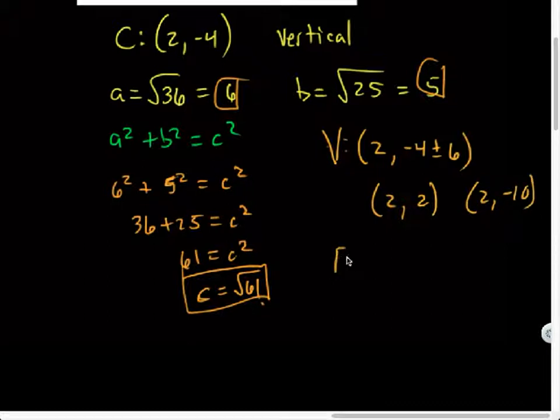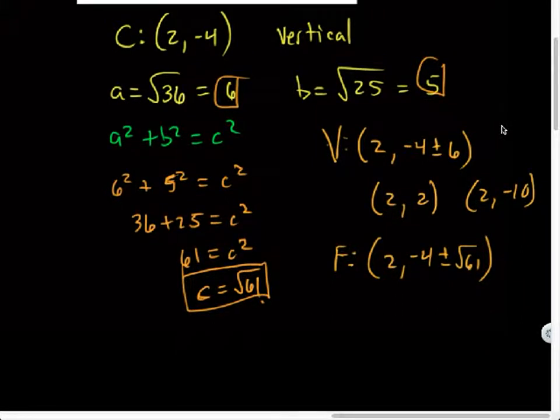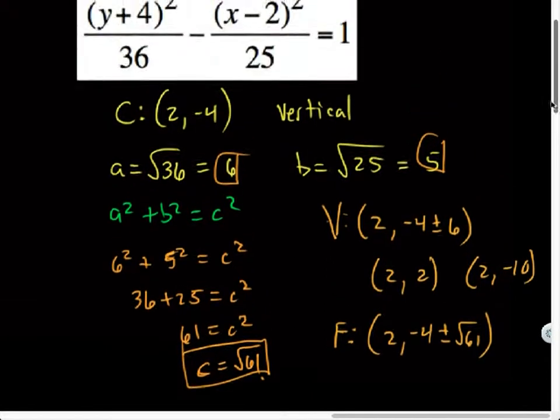And then my foci, which there are still 2 of, I'll add and subtract c to the y coordinate. So plus or minus the square root of 61, which is like 7.8 or 7.9-ish. So now that I have all of that, just like we did for an ellipse, I took the center and I add and subtract a in the direction that it was oriented. So that's why we chose y. And there's only 2 vertices for this one. The endpoints of the conjugate axis, we don't necessarily have to know.